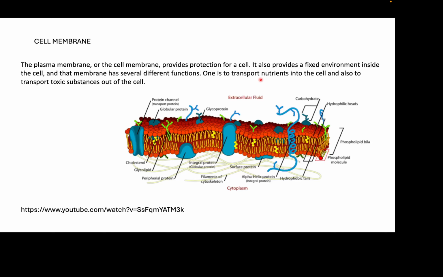So these are some of the major components of a cell membrane. So what are the major components? First, that membrane is made up of a lipid bilayer, and that lipid is of type phospholipid. The plasma membrane or cell membrane holds proteins also, but there are different types of protein.